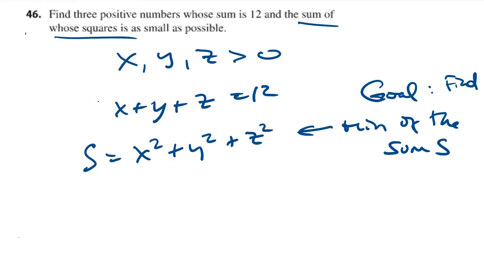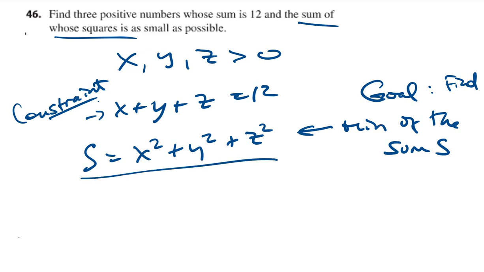So this is in 4 space, this is a paraboloid, but in 4 space. This goes on up forever. But there's a constraint to it. And the constraint is that the x plus the y plus the z has to equal 12. So we'll call this the constraint. And this is just a regular function.